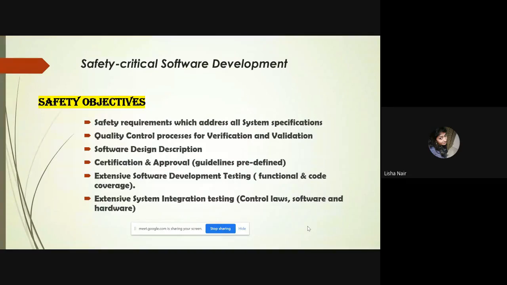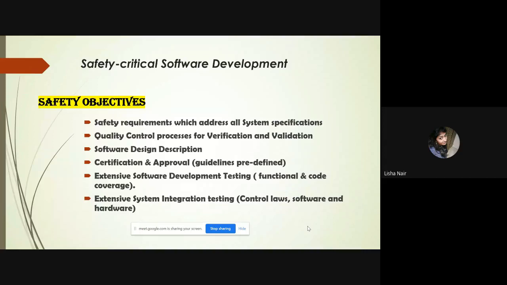Once you have implemented it, the quality of the software should be assessed. That is where you do the verification and validation to assess the quality of the software. Then what is essential is the software design description, which has to be right. In the very initial stage, the design of the software should be well defined, covering all the system specifications along with the derived software requirements.